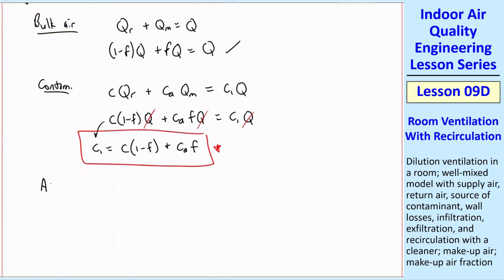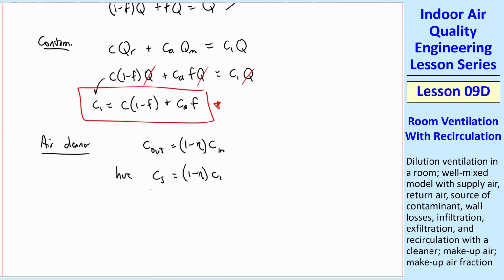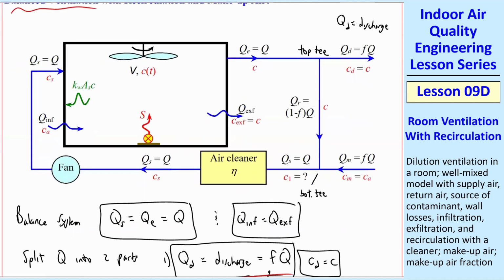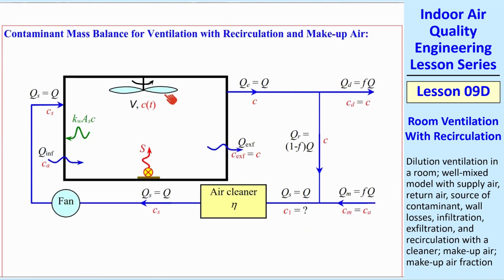So the air cleaner, recall C out for a cleaner is equal to 1 minus eta times C in. And so here, the outlet is CS and the inlet is C1. So this is the equation across the cleaner. And now we plug in that for C1. And now we have an expression for CS. One of the goals is always to find CS. Once we know CS, we know how to solve for this room now. This is old hat now.